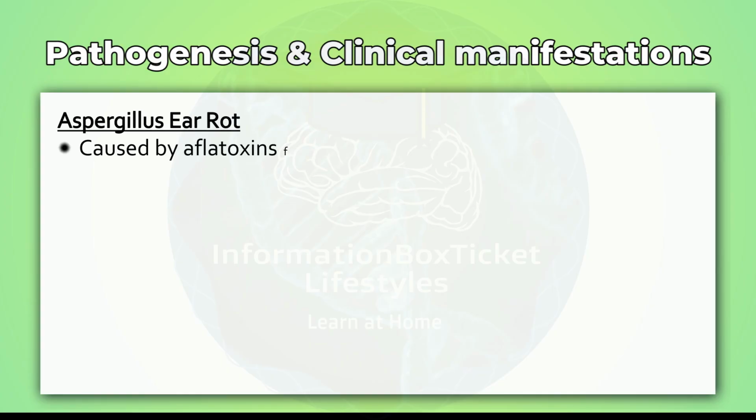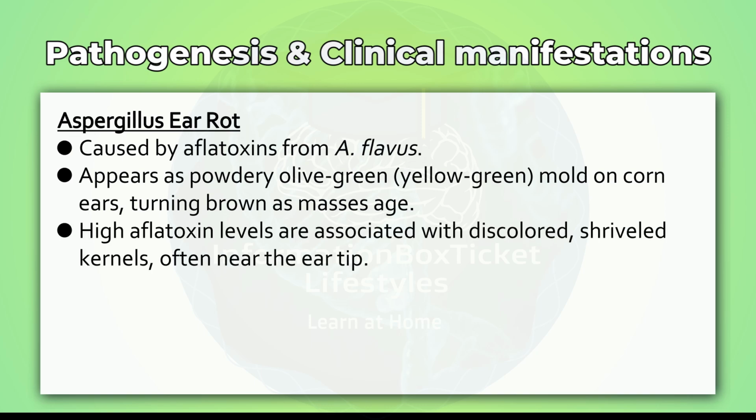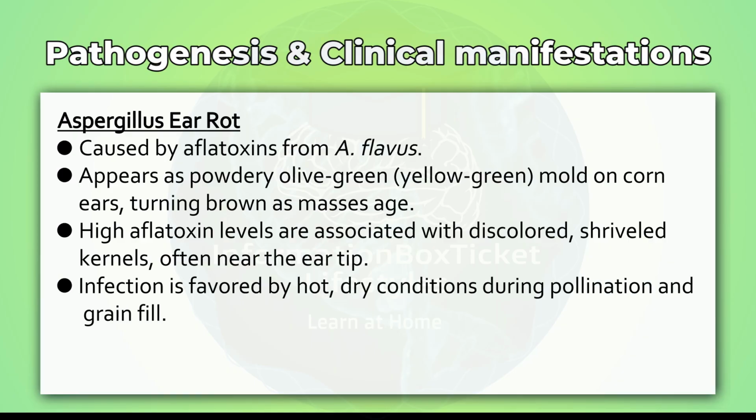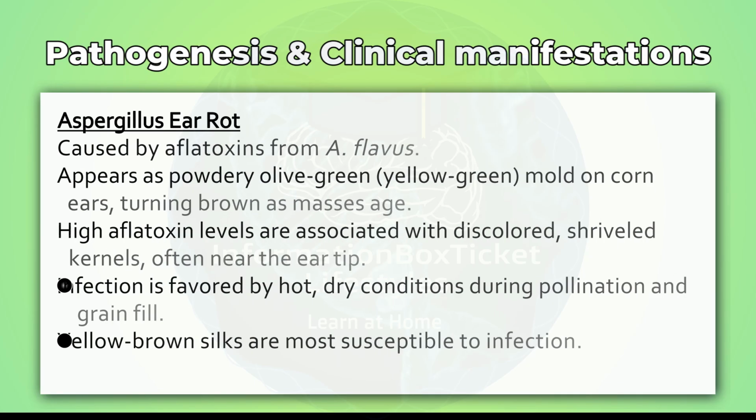Aspergillus ear rot, caused by aflatoxins from Aspergillus flavus, appears as powdery olive-green, yellow-green mold on corn ears, turning brown as masses age. High aflatoxin levels are associated with discolored, shriveled kernels, often near the ear tip. Infection is favored by hot, dry conditions during pollination and grain fill. Yellow-brown silks are most susceptible to infection.